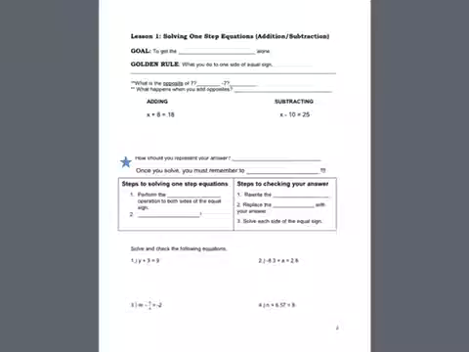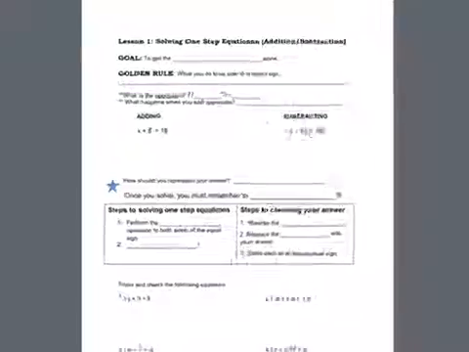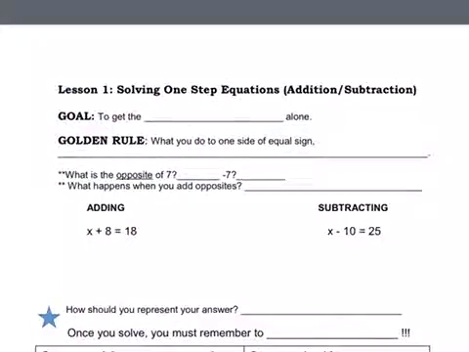So the first thing we're going to focus on is solving one-step equations. This is something that you should have learned in 6th grade, and we're just kind of brushing over it in 7th to get you ready for two-step equations. So, the goal of solving any one-step equation, or any equation in general, is to get the variable alone.